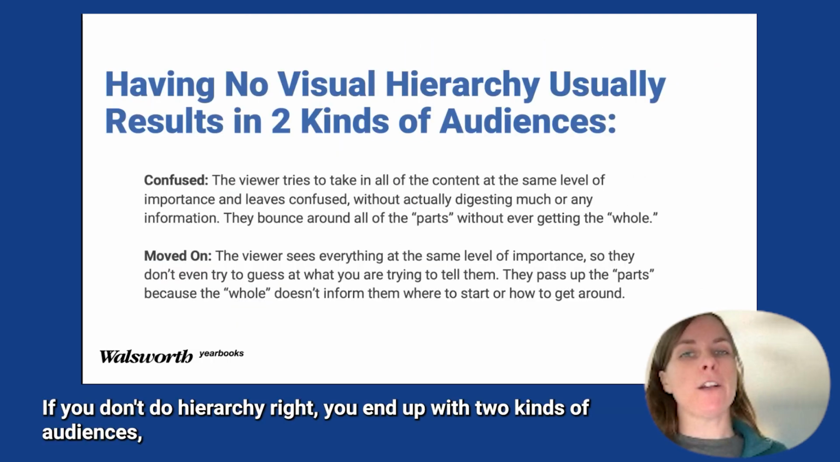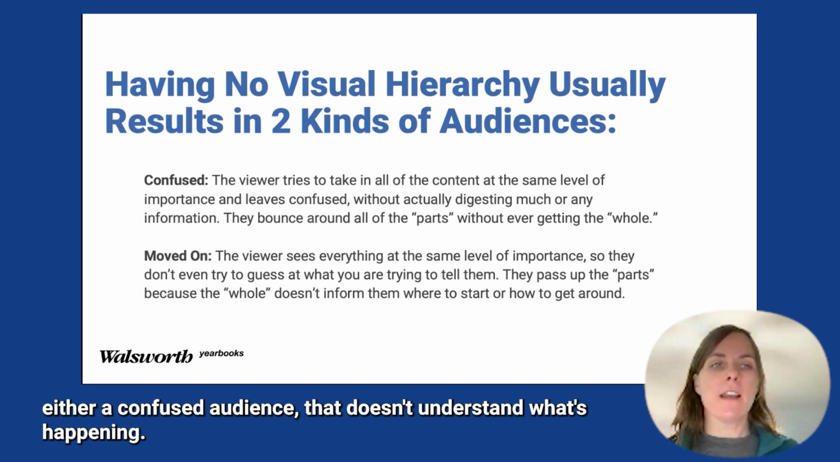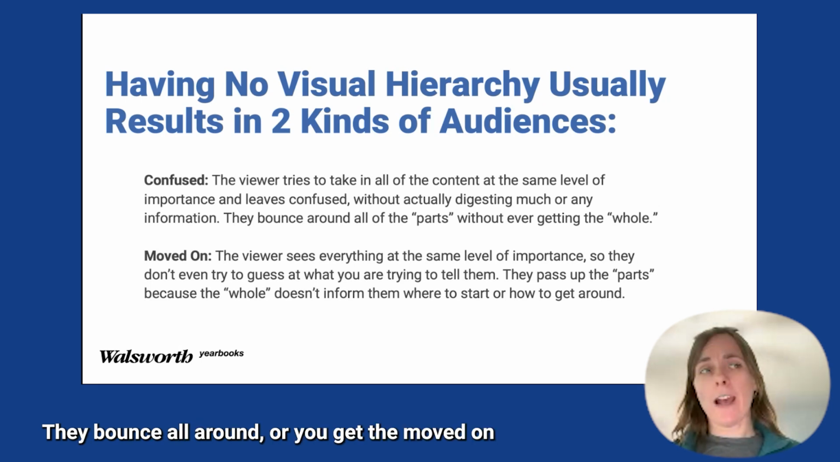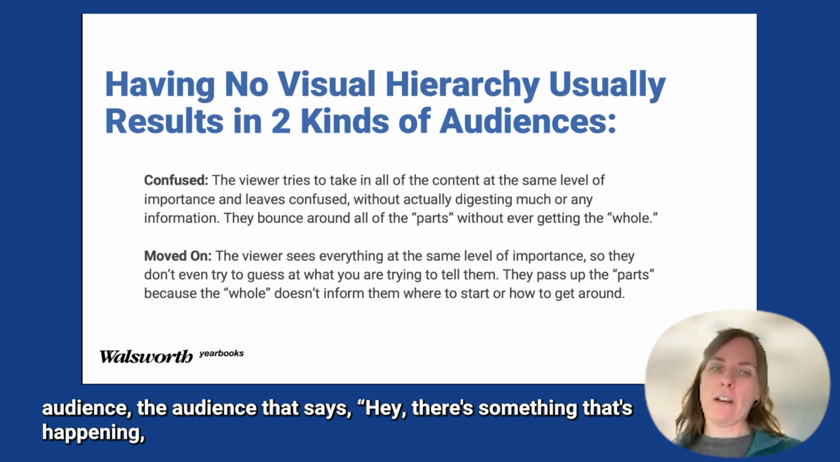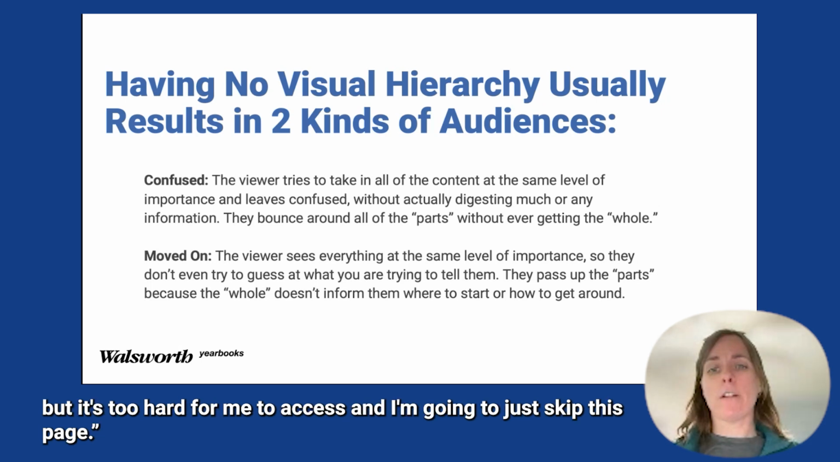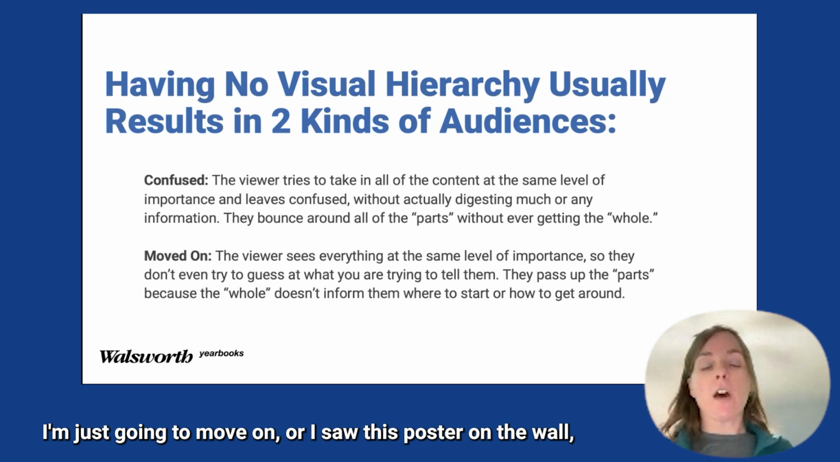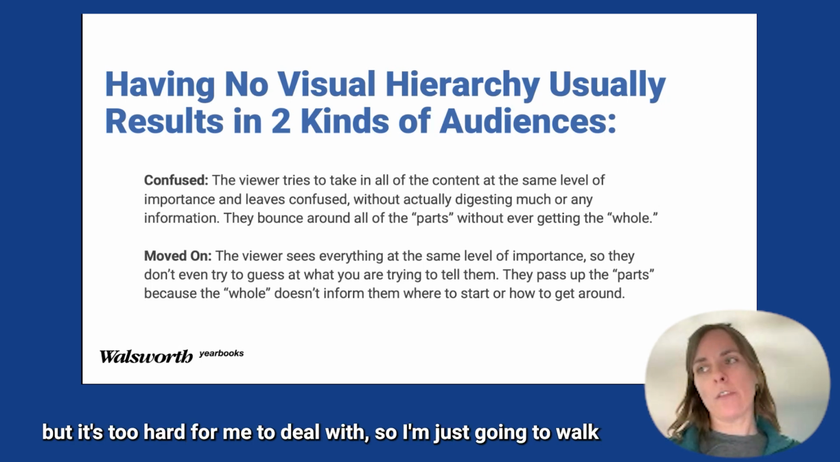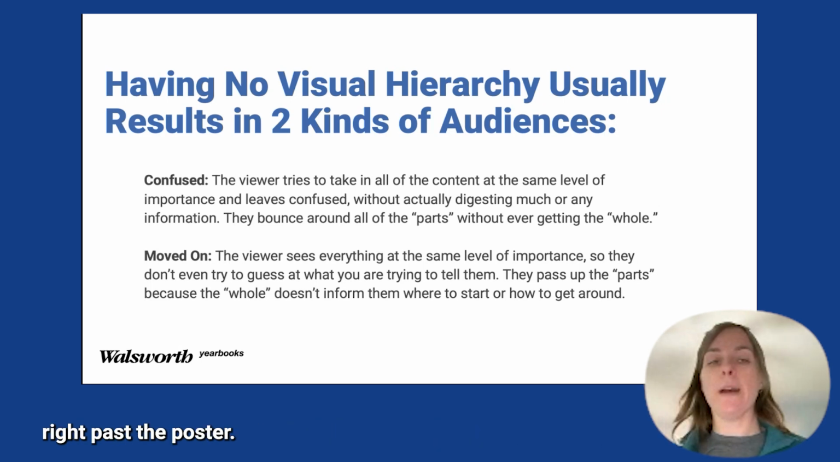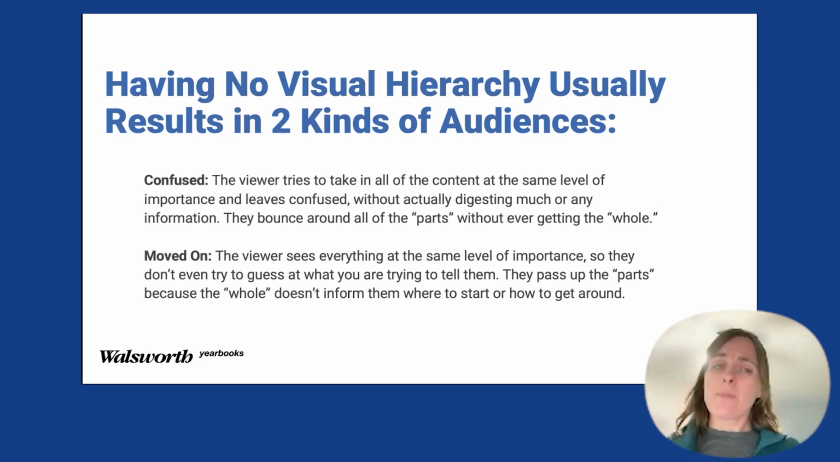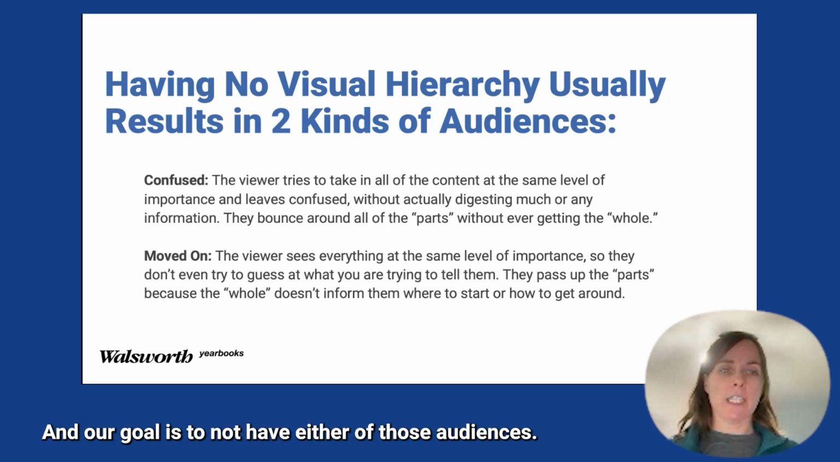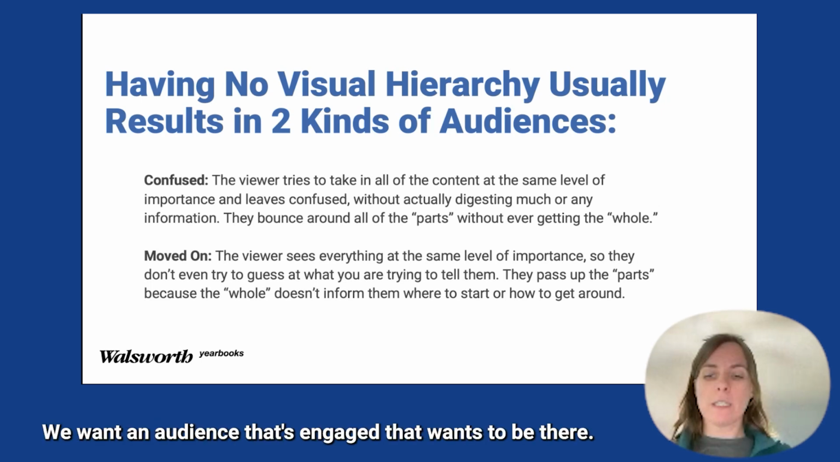If you don't do hierarchy right, you end up with two kinds of audiences. Either a confused audience that doesn't understand what's happening, there's too much information, they bounce all around, or you get the moved on audience, the audience that says, hey, there's something that's happening, but it's too hard for me to access, and I'm going to just skip this page. I'm just going to move on. Or I saw this poster on the wall, but it's too hard for me to deal with, so I'm just going to walk right past the poster. And our goal is to not have either of those audiences. We want an audience that's engaged, that wants to be there.